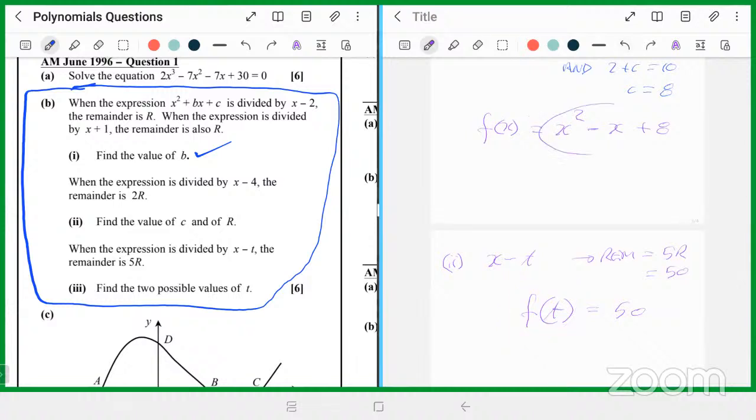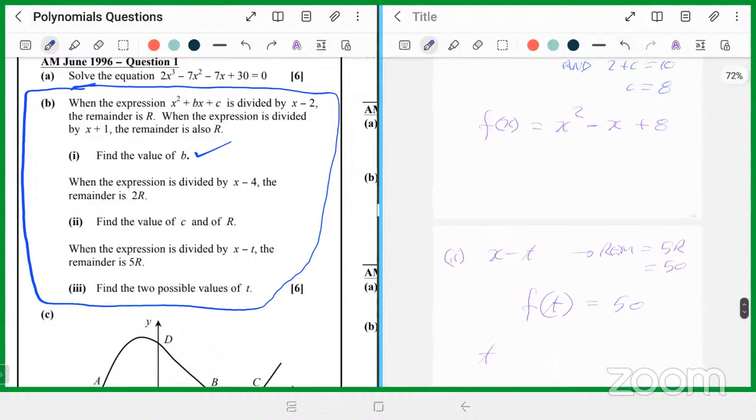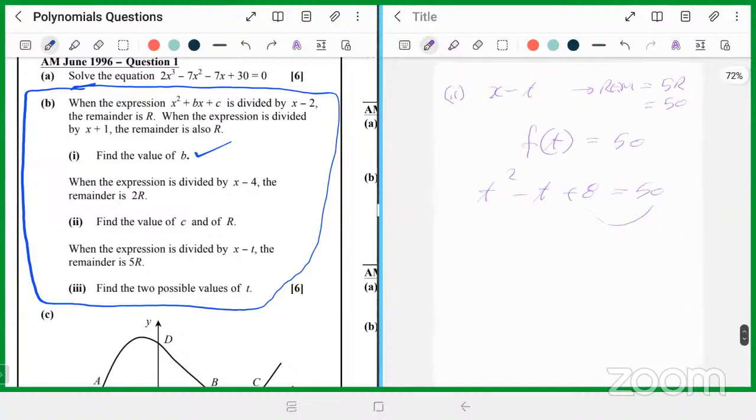So I plug the t in this now and equate it to 50. We're going to get t squared minus t plus 8 equals 50. Easy stuff. Carry over this and subtract it, we get negative 42. t squared minus t minus 42 equals 0. Factorize this. 6 times 7 is 42. So (t minus 7)(t plus 6). So t equals negative 6 or t equals 7. Those are the two possible values of t.